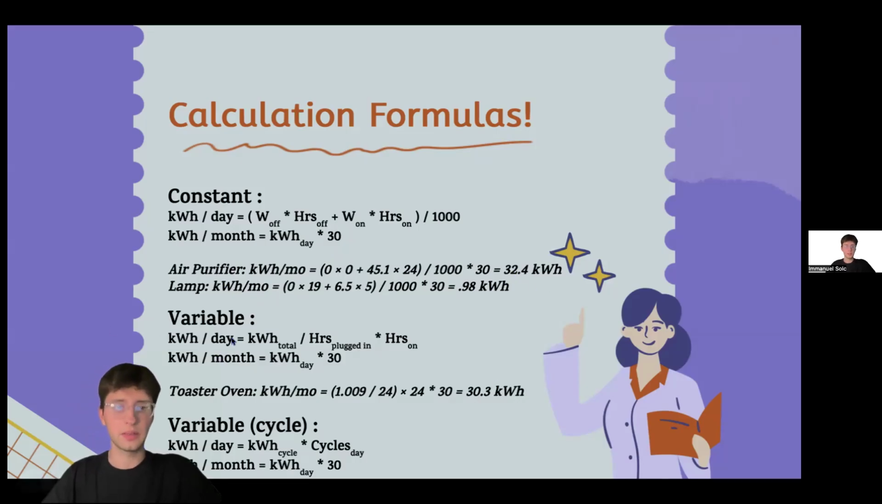And then variable devices were calculated using the total kilowatt hours over a 24-hour span, divided by hours plugged in. Hours on is also 24 because I had to make the numbers work. So for example, the toaster oven: again, we're not using it 24 hours straight, but to get the average of 1 kilowatt hour per day, which is how much we used per day at a 45-minute use, being plugged in 24 hours, it came out to about 30 kilowatt hours per month average. And then for cycles, it's a similar thing, except categorized per cycle times day.